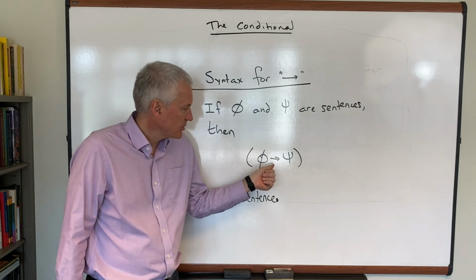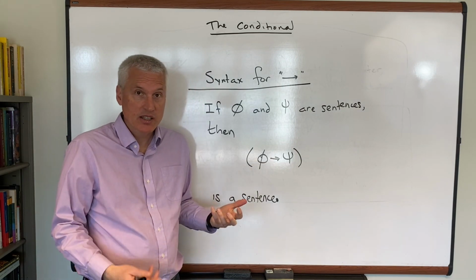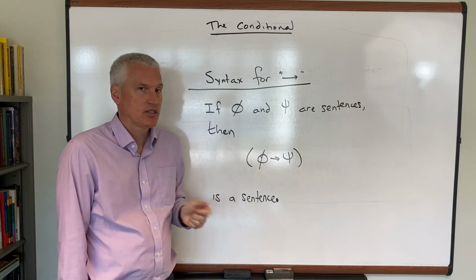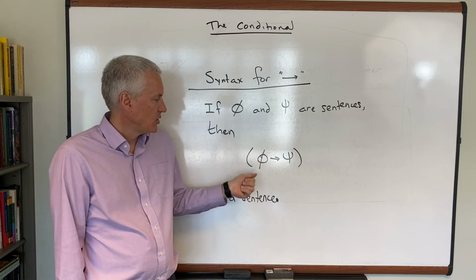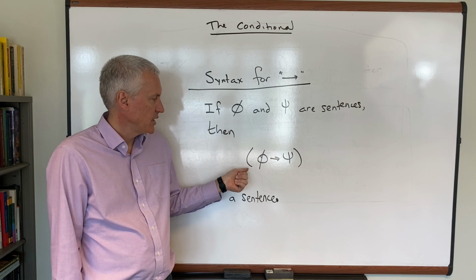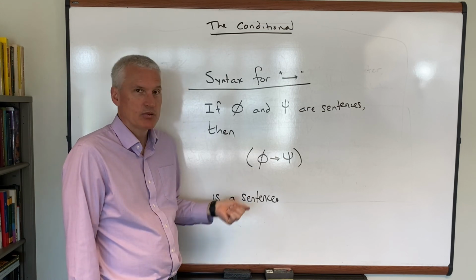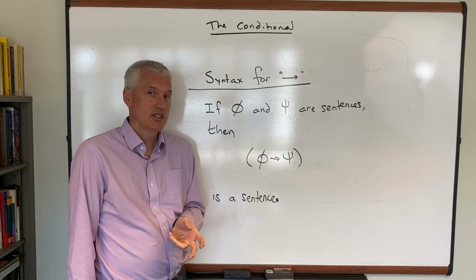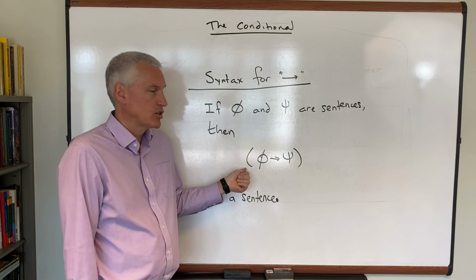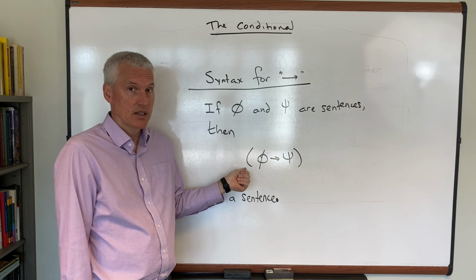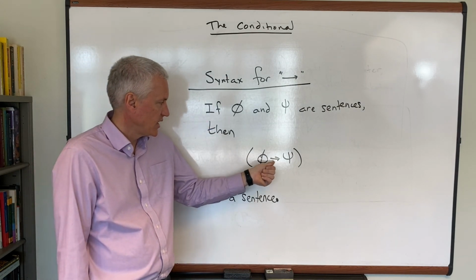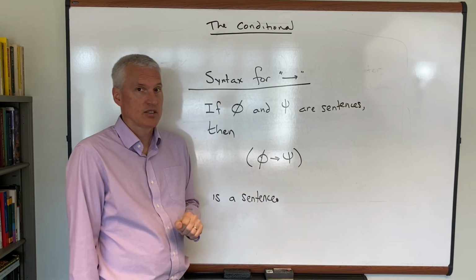And this does tell us something. It tells us the arrow goes between two sentences. If you put the arrow in front of them, it wouldn't be right. If you didn't add the parentheses, it wouldn't be right. So it is actually making a distinction between other possible ways we could arrange these symbols. Think of all the different ways you could arrange those symbols. Those would be different syntaxes. But this is the only correct one for the conditional. If phi and psi are sentences, then parentheses phi, arrow psi, parentheses is a sentence.